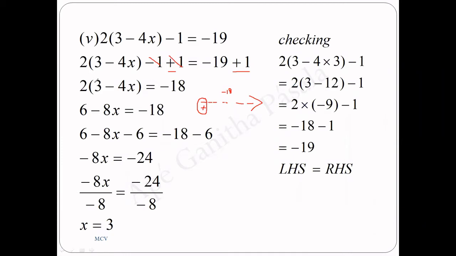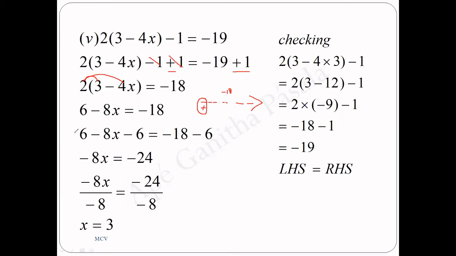On the right hand side, 2 brackets 3 minus 4x equals minus 18. Now remove brackets. 2 into 3, 6. 2 into 4x, 2 into 4, 8. Minus 8x. 6 minus 8x equals minus 18.